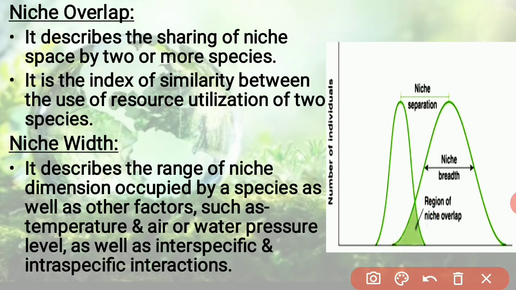Now the niche width or breadth describes the range of niche dimensions occupied by a species, as well as other factors such as temperature and air or water pressure level, as well as interspecific and intraspecific interactions between the two species. So in this graph, this is the niche breadth or niche width. Clear?